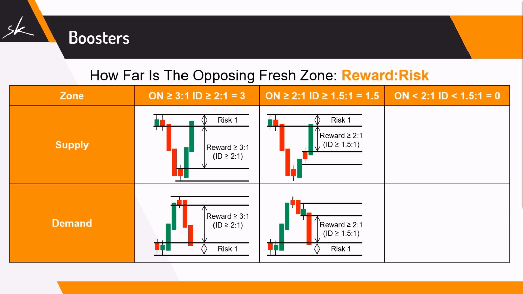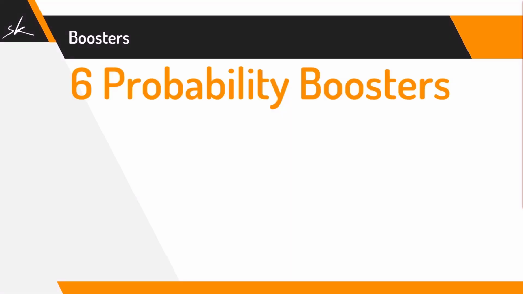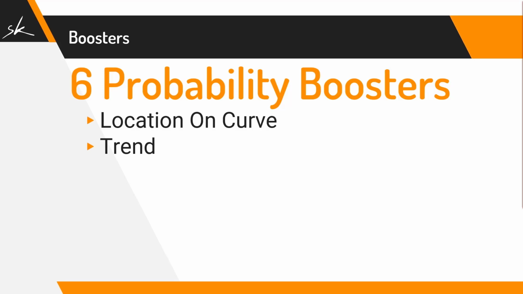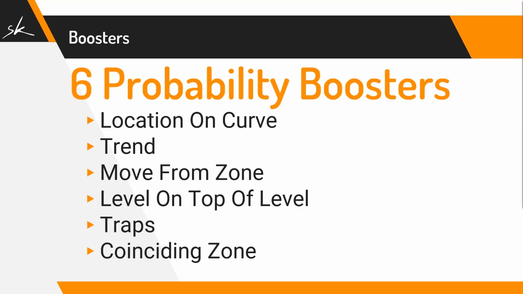For an overnight trade, if the reward to risk ratio is less than 2:1, or for an intraday trade, if the reward to risk ratio is less than 1.5:1, we will give it a score of 0. Now we will add 6 probability boosters, which are location on curve, trend, move from the zone, level on top of level, traps, and coinciding zones.